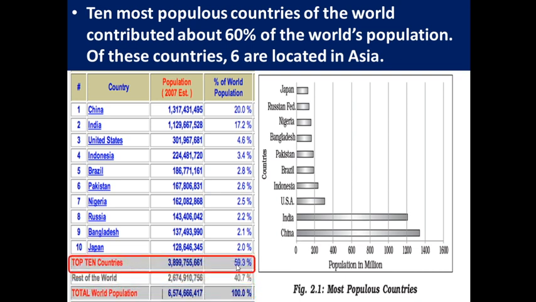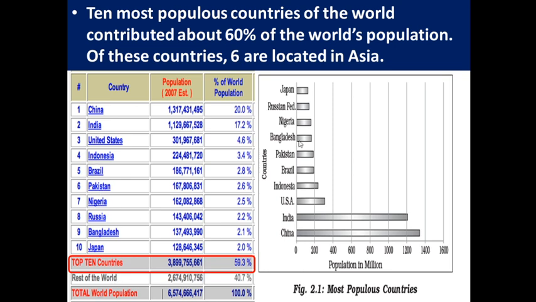If we look here, this is the size of population. If we add the population of all the 10 most populous countries, we will get this number. In terms of percentage, we will get almost 60% out of 100. The rest of the world, that means the remaining 190 countries, contributes only 40% of the world population out of 100.